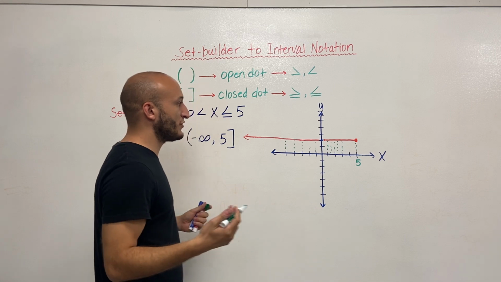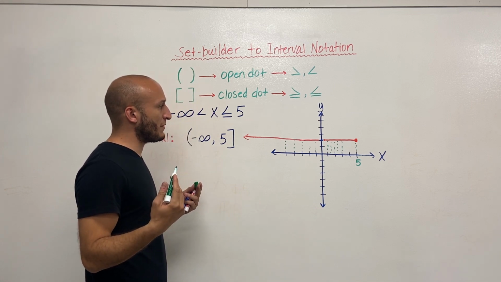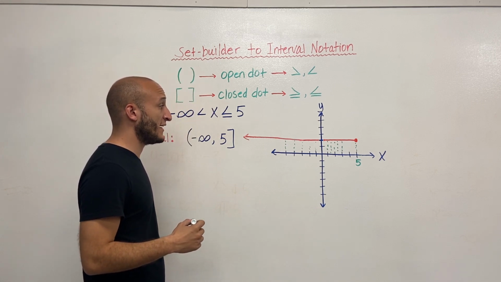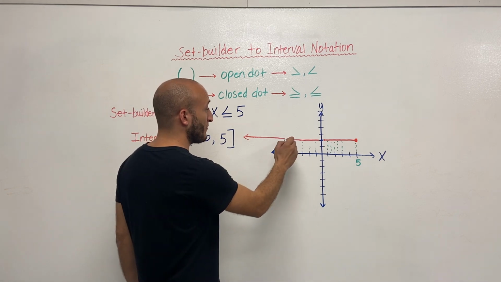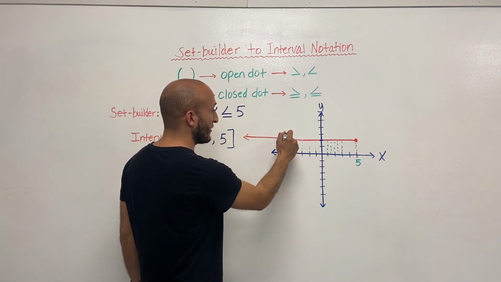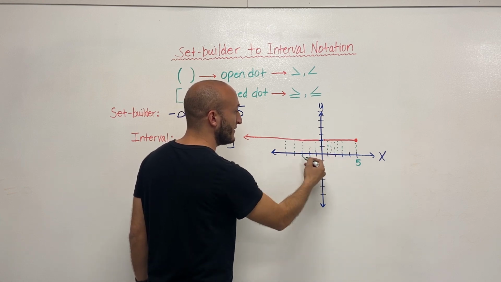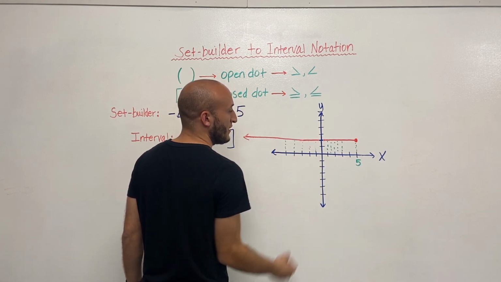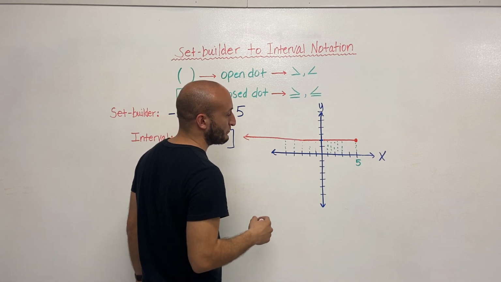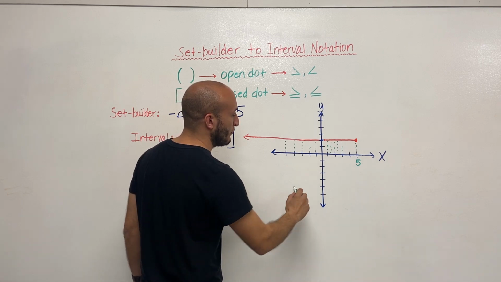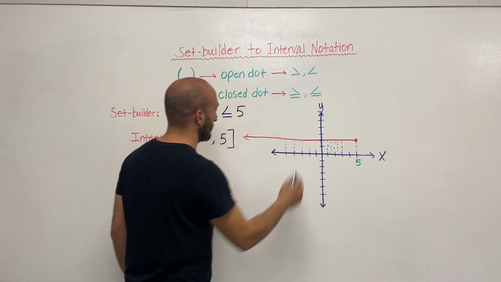Essentially, when I'm trying to determine my domain, I'm looking at the graph and then going down to the x-axis and listing those values. For the range, I would be going to the y-axis.